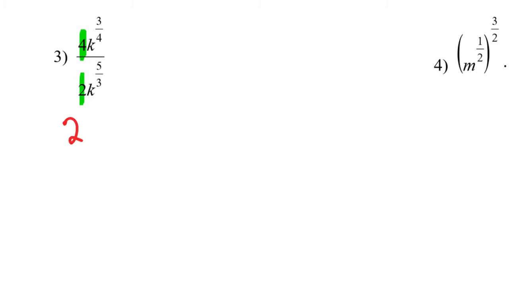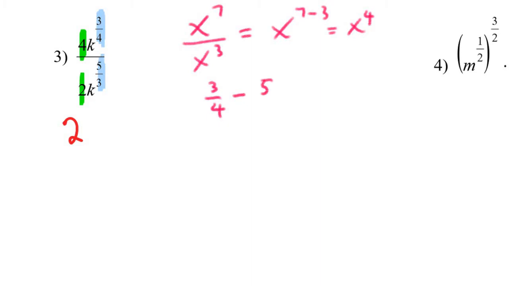The next thing is we're going to take care of these exponents, 3/4 and 5/3. So now let's go back and remember again. If I have x to the power of 7 divided by x to the power of 3, we know that we apply the quotient rule. It will be x to the power of 7 minus 3, which is x to the power of 4. We're going to do exactly the same thing here. So we're going to do 3/4 minus 5/3. All right, so let's see. This is 4 and 3, so the LCD should be 12.